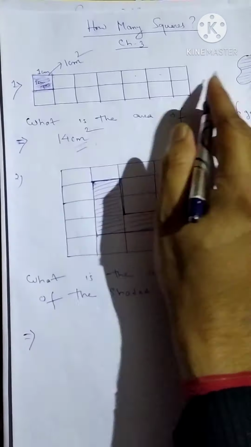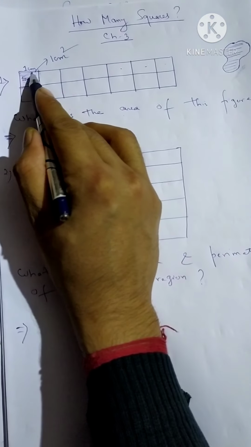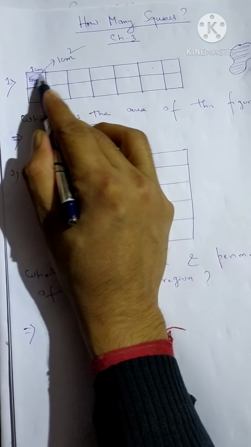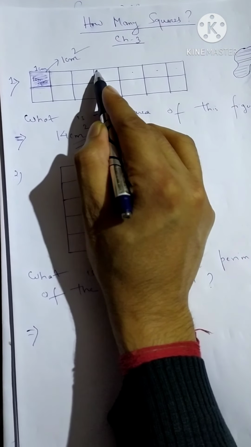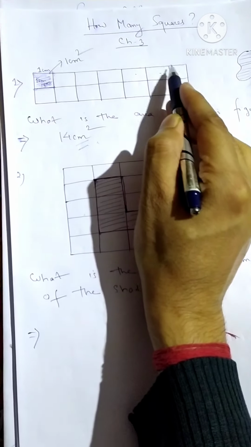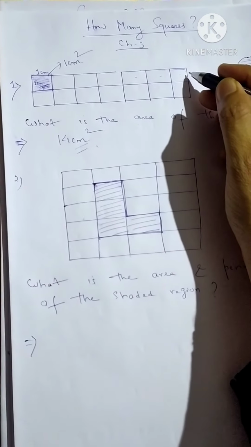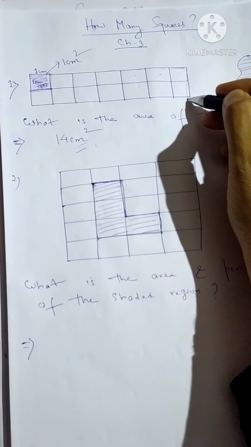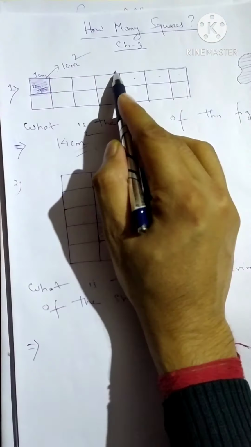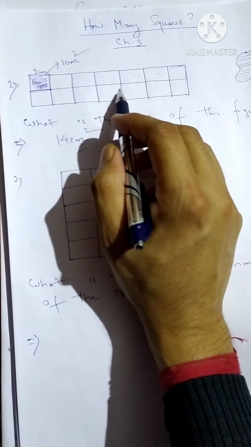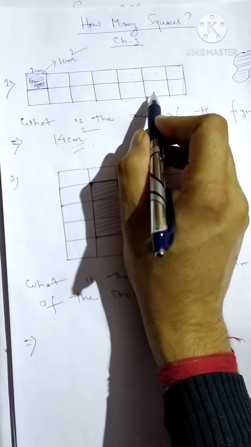Now see, what is the length here? This is 1, again this one. So 1, 2, 3, 4, 5, 6, 7. So this one is 7 centimeter in length. And what is the breadth? 1, 2. So this is 2 centimeter, and your length is 7 centimeter. Now what will be the perimeter? 2 into (L plus B).